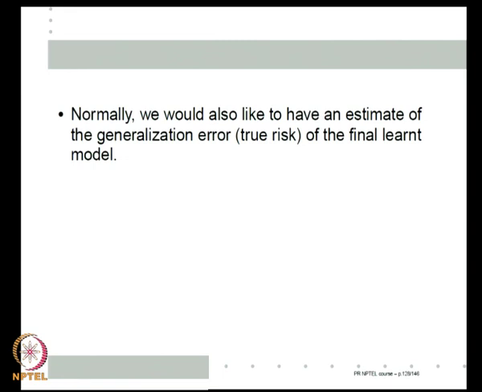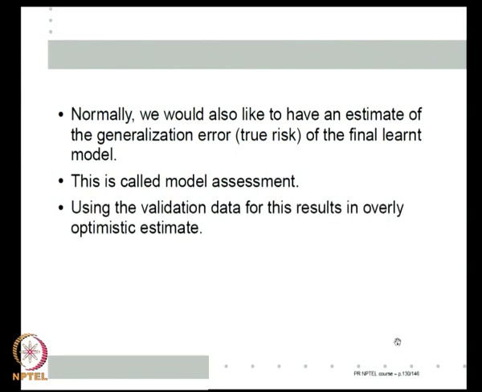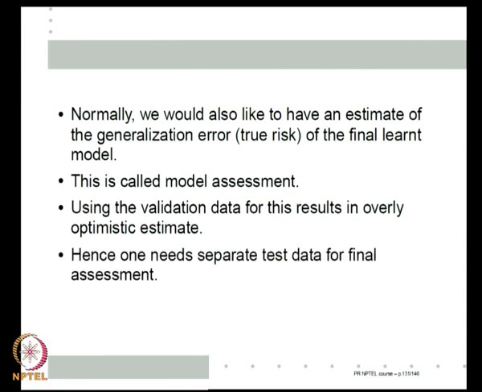Normally, we would also like to have an estimate of the final generalization error of the final learned model. After doing all this, I decide that okay, 5 hidden nodes seem to be best, and then learn the final 5 hidden node network. Now, if somebody asks me how well do you think this will perform, what will I tell him? This is called model assessment. I can say whatever is the error I got on the validation set may be a good estimate for generalization error, but it's overly optimistic. I picked that particular network because it is doing well on the validation set. So, by definition, that network is tuned to do well on the validation set. So, what one does is that you have separate test data also for final assessment.